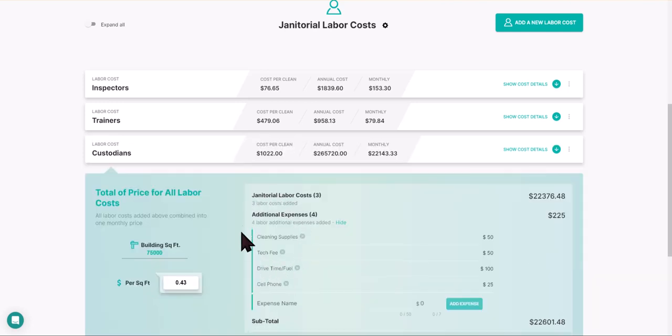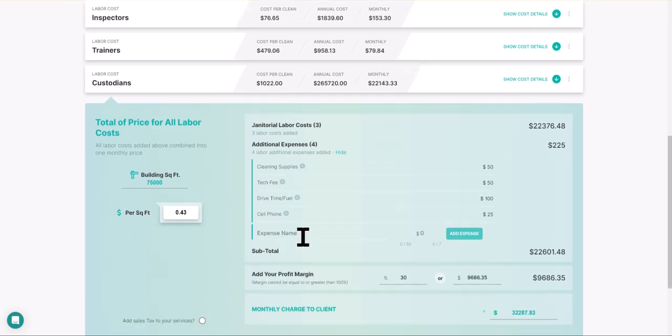Then you have your additional expenses. These are the 3 minimum that you need here, and I always have another one, which is cell phone.